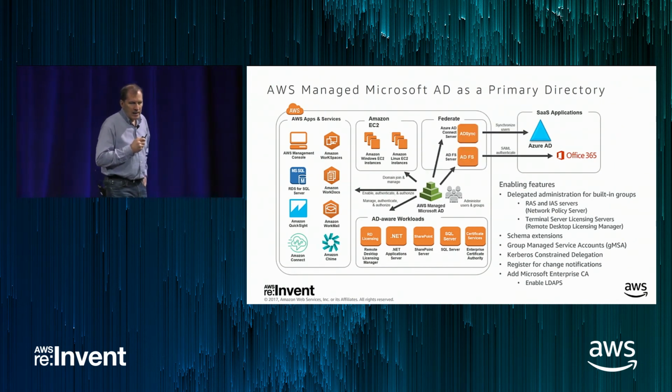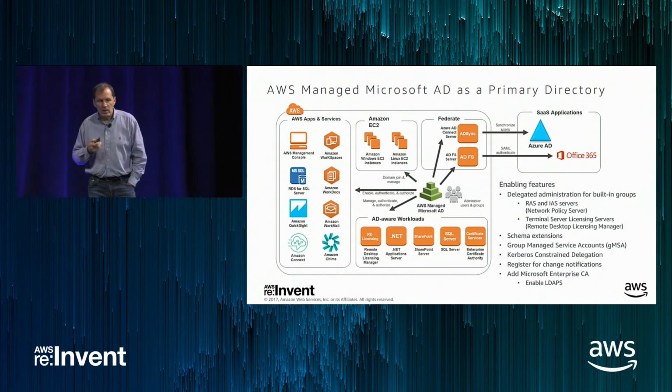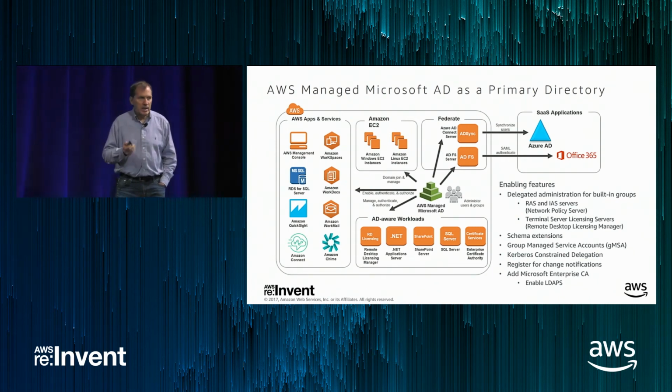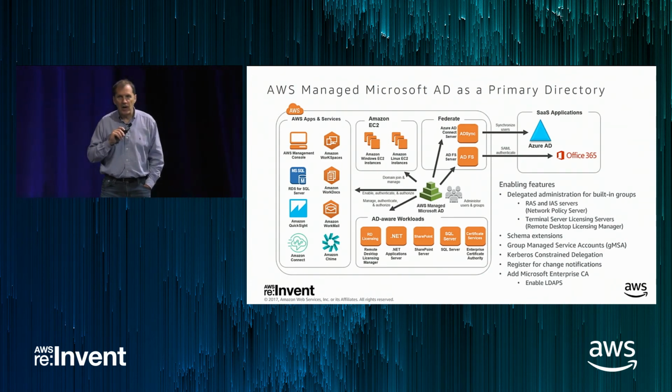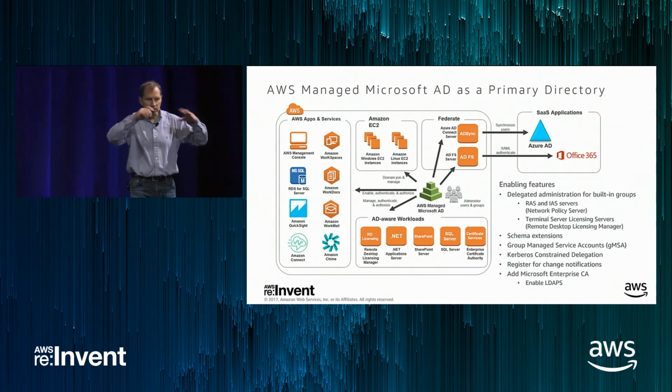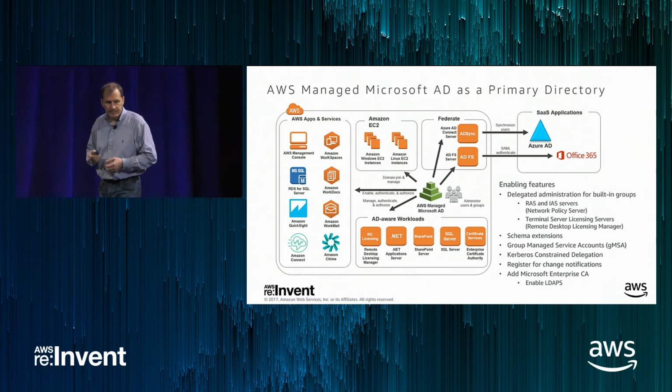You can add Azure AD Connect, and you can add ADFS to the directory and connect it to Azure AD so that your users that are in your primary directory in the cloud can use Office 365. So you can literally set up your entire environment in AWS and still be using Office 365.